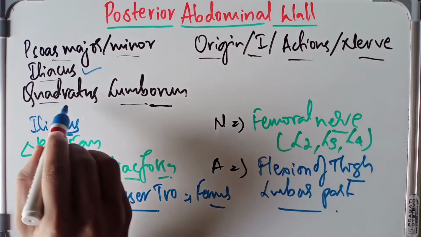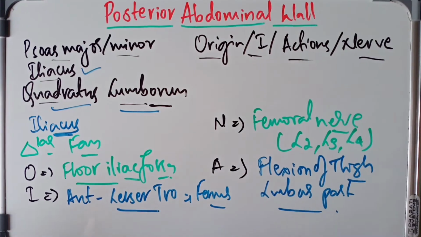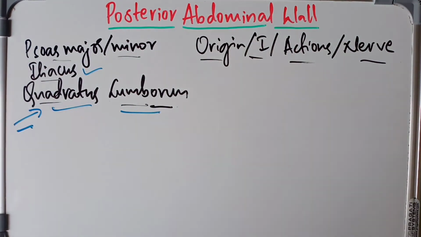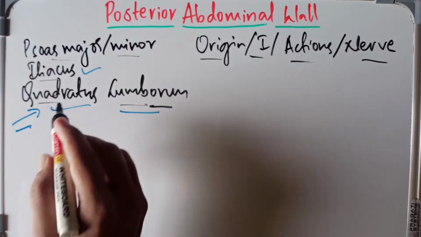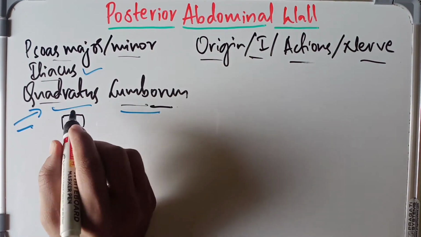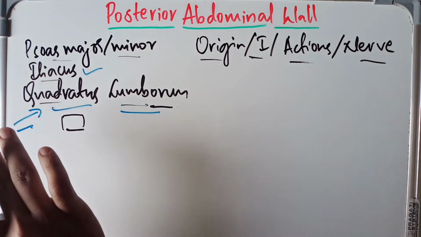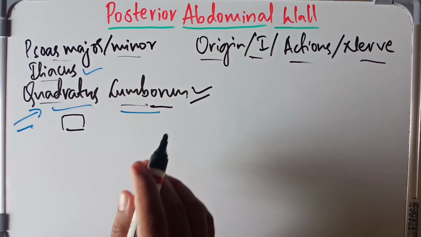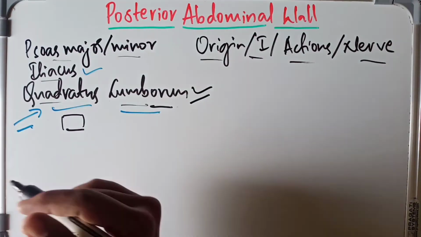Finally, we will discuss the quadratus lumborum muscle. So the last muscle is the quadratus lumborum. It is a thick quadrilateral sheet of muscle, and it fills the medial half of the gap between the 12th rib and the iliac crest. Majorly, this bulk of the muscle will fill the gap between the rib and the iliac crest.